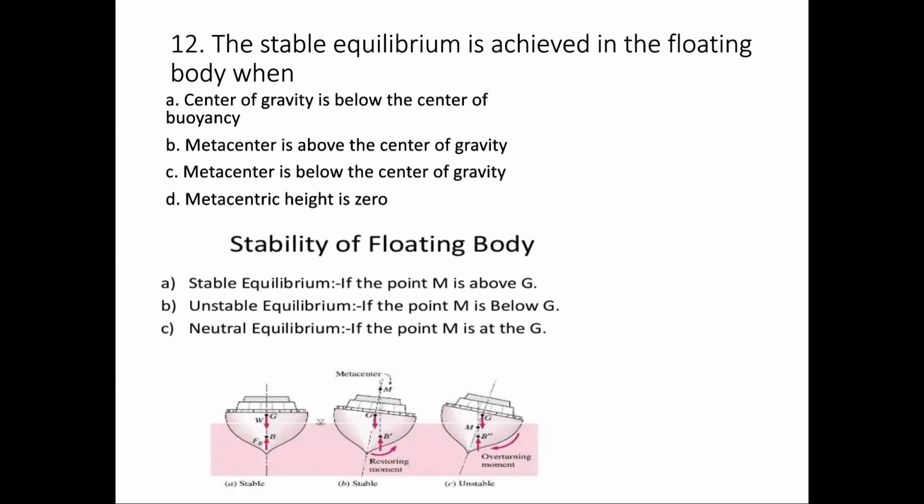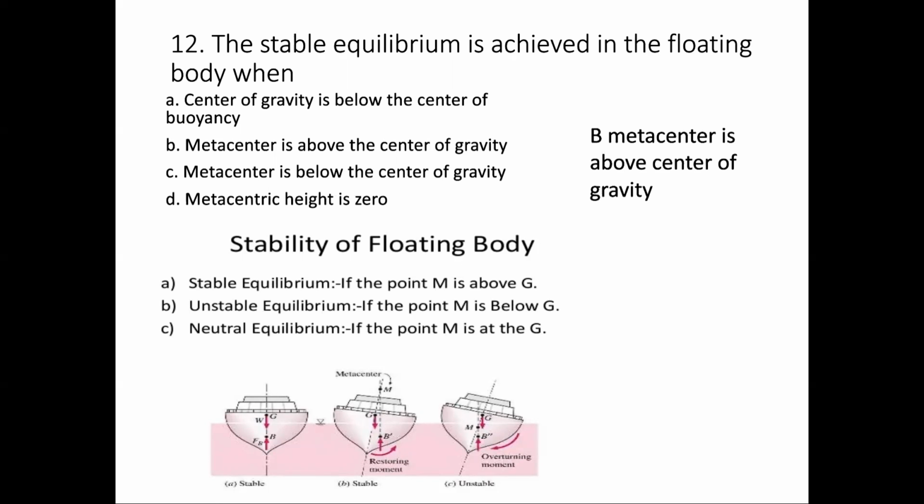12th question. The stable equilibrium is achieved in the floating body when, options are A, center of gravity is below center of buoyancy, B, metacenter is above the center of gravity, C, metacenter is below the center of gravity, and D, metacentric height is 0. Answer B, metacenter is above center of gravity.